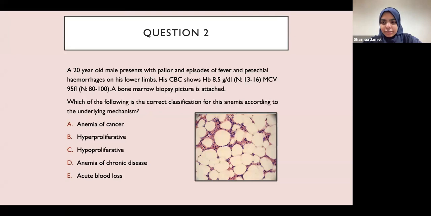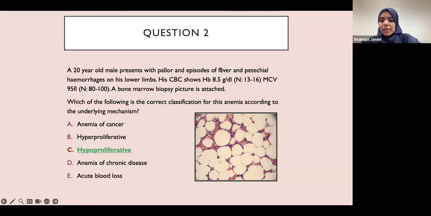C, hyperproliferative. Anyone has any other answer? C? Okay, yes. So the correct answer is C. And there are many clues. Even if you didn't see this picture, there are clues here, which is mainly the fever and petechial hemorrhages, which means that she has problems with her white blood cells. And petechial hemorrhages means that probably she has low platelets.